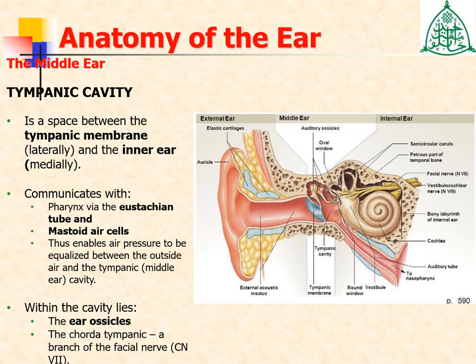Now, within the cavity, as I said earlier, we have the ossicles. These ossicles are three in number. We're going to see them: the incus, the malleus, and the stapes. And we also have a branch of the facial nerve called the chorda tympani. This nerve branches at this area of the middle ear to supply one of the muscles in the middle ear, and also to carry some special sensations from the area of the tongue.